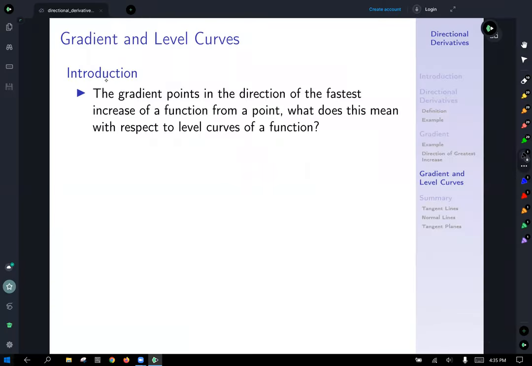All right, so back at it. Sorry, there was a pause there. Introduction, gradient and level curves. I'm probably rereading this.